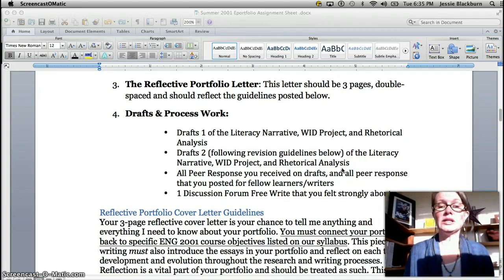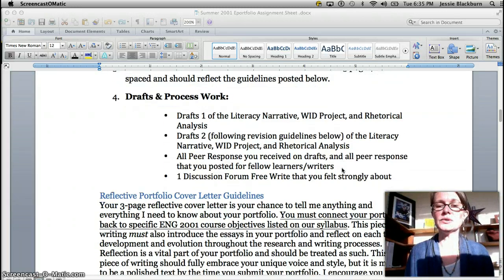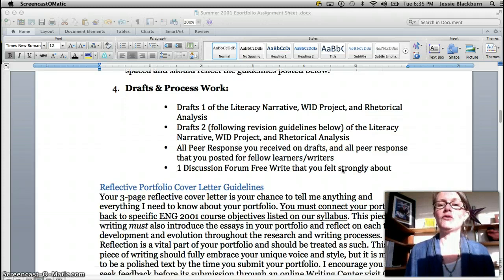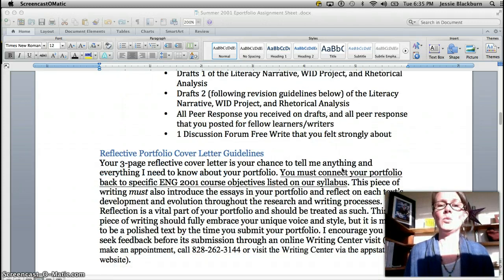I have included here on this assignment sheet revision guidelines so that as you move into your revised final copy of the literacy narrative, writing in the discipline project, and rhetorical analysis, you have an understanding of what kinds of revisions I'd like to see you make. So we'll go over those in just a second. You also need to include all peer responses you received on drafts and all peer responses that you posted for fellow learners and writers. And one discussion forum free write that you feel or felt strongly about.